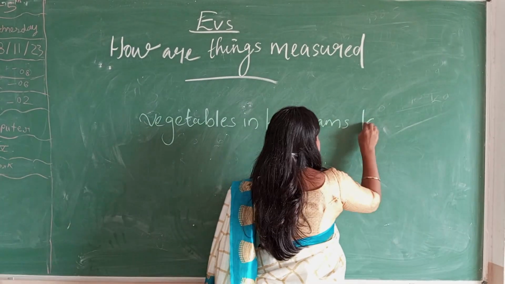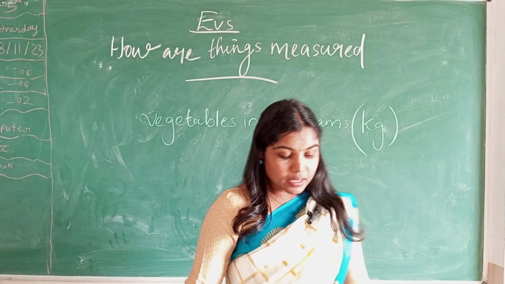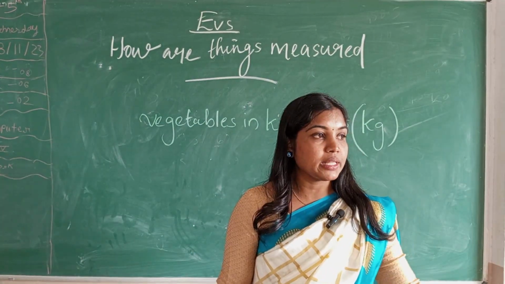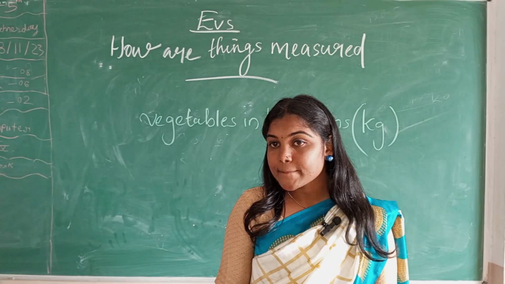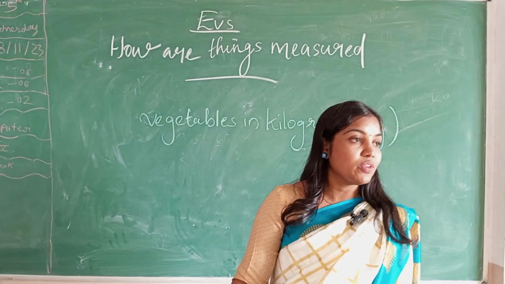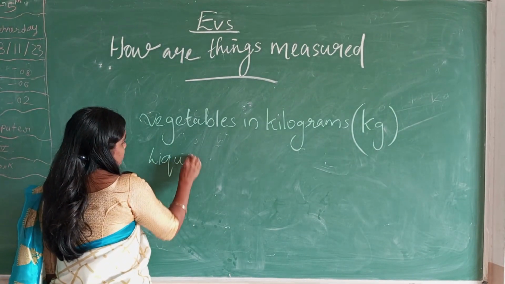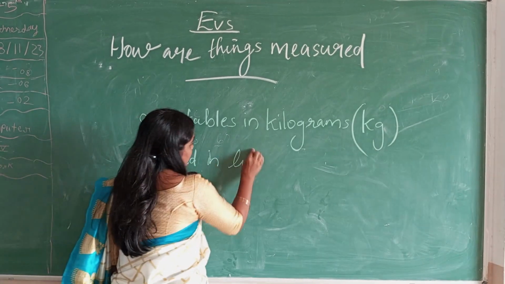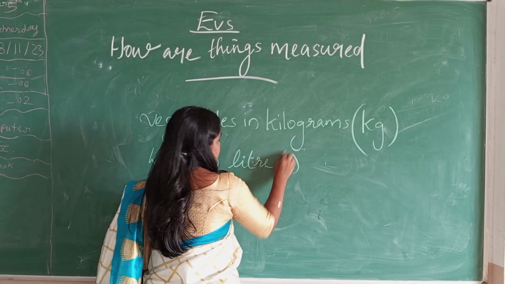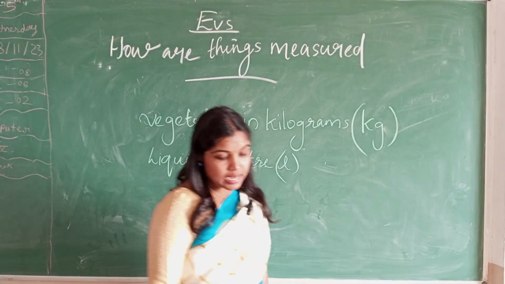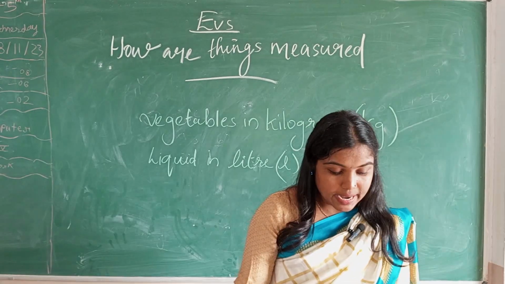What is kg? Kilograms. And we measure liquid. We measure the water. We measure the oil. How? In liters. Yes, very good. We measure liquid in liters. L for liters. Then there are different instruments.